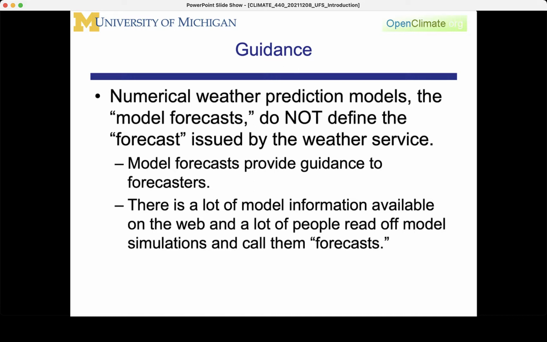Since I'm talking with students, or even general public, and oftentimes other scientists, I want to emphasize that forecast is providing guidance. If you go look at NOAA web pages, you can Google numerical guidance, and you will get this sort of definition and this flavor of how forecasters really think of the models as guidance. So numerical weather prediction model forecasts do not define the forecast as issued by the Weather Service. The model forecast, again, provides guidance to the forecasters, and there's a lot of model information available on the web, and a lot of people read off model simulations and call them forecasts. I would say that compared to the professional forecasters who assume the responsibility and the heat from issuing forecasts, they do not just read off what the models are saying. They are considering the models in an extraordinarily complex and time-critical evaluation of information from several sources.